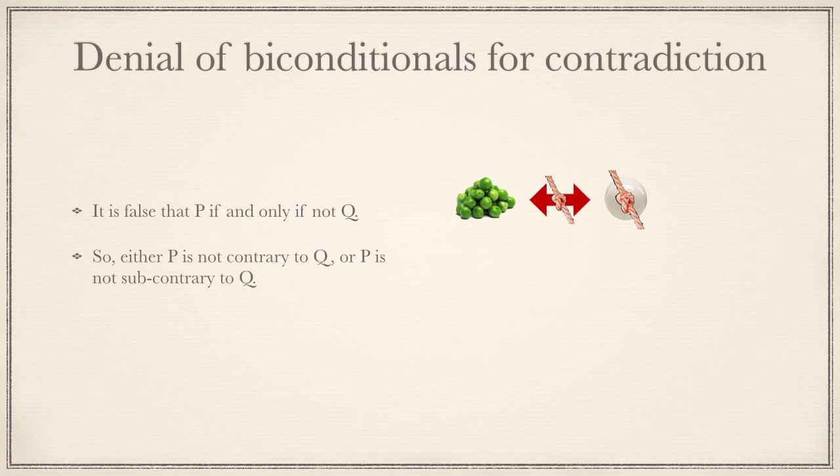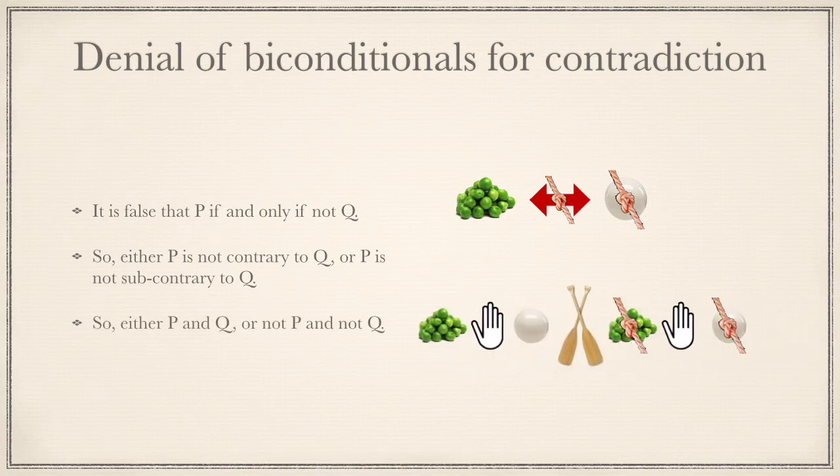Recall our lesson for denying disjunctions from the last video. If we deny that either they are contrary or that they are subcontrary, then we have a disjunction such that either both are true or both are false. We could also look at this by breaking it down into conditionals, but we get the same result with less mess.